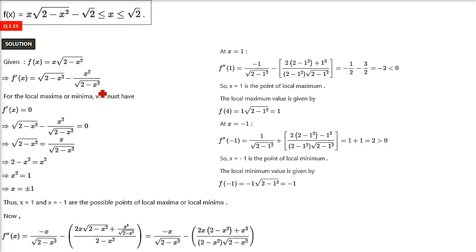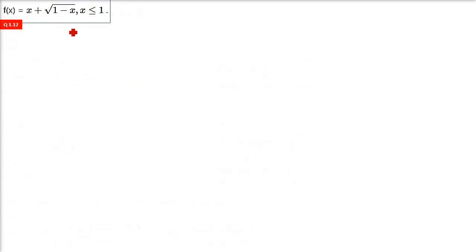So just I have written for sake of completion. Otherwise I leave it for you. Next one is x plus under root 1 minus x. X should be less than equal to 1. That means we will check for the value. If it is less than 1, we are going to ignore it.